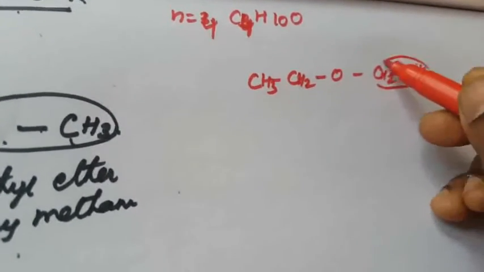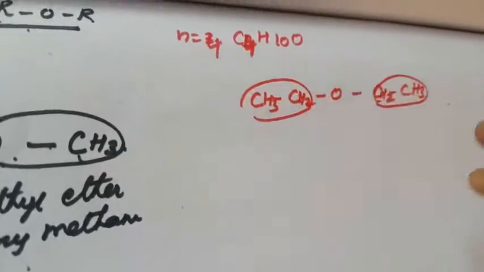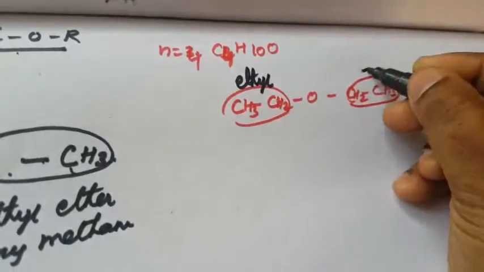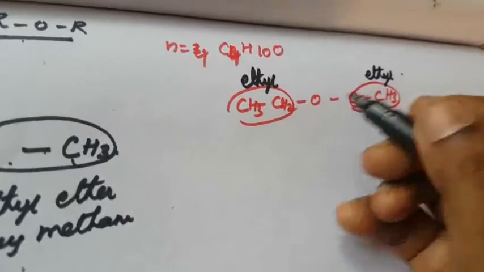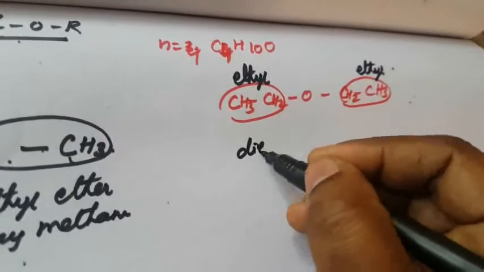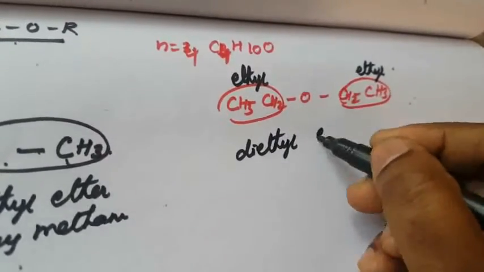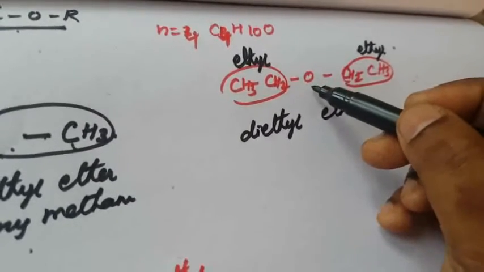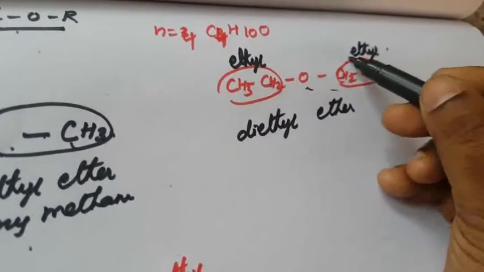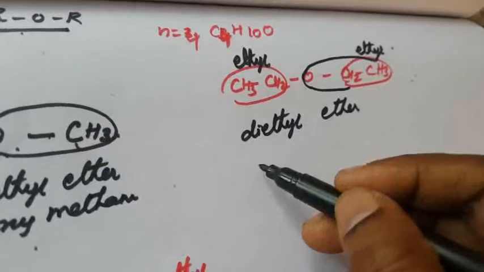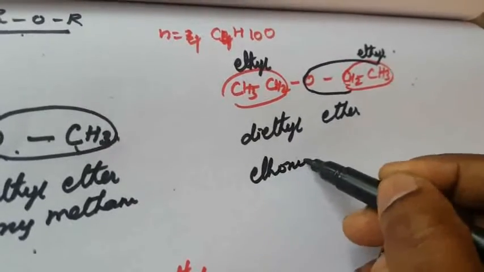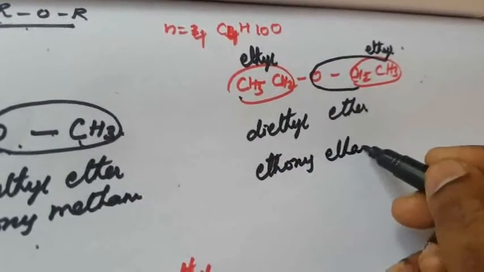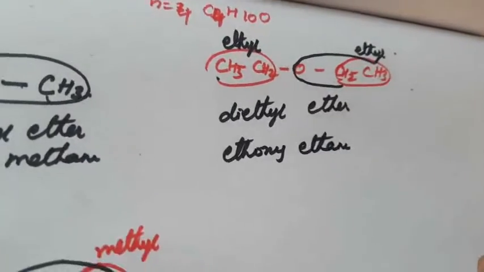What is this called? Both sides are called ethyl. This is ethyl, and this is also ethyl. So the common name is diethyl ether. What is the IUPAC name? This is called ethoxy, the substituent group. Ethoxy has 2 carbons, so the name is ethoxyethane. This is the IUPAC name.